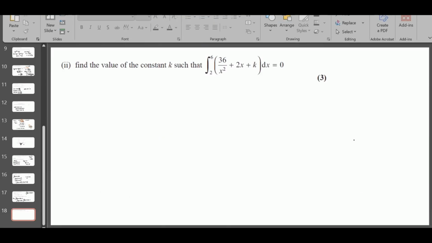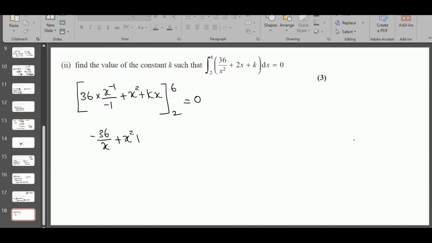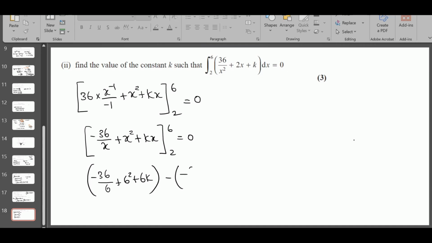C II, this integral from 2 to 6 is equal to 0. We need to find the value of this k. So let's integrate it. It becomes 36 x power minus 1 over minus 1 plus x square plus kx, 2 to 6 is equal to 0, which is basically minus 36 over x plus x square plus kx. Sub in the upper limit, minus 36 over 6 plus 6 square plus 6k. Sub in the lower limit, minus 36 over 2 plus 2 square plus 2k is 0.